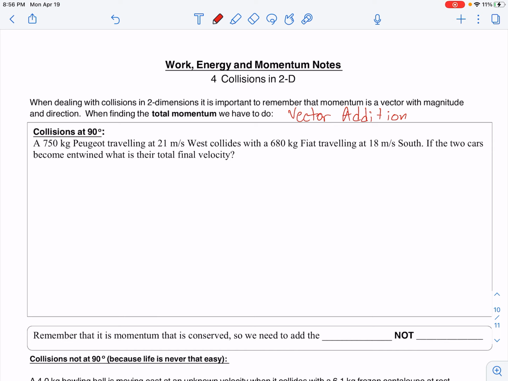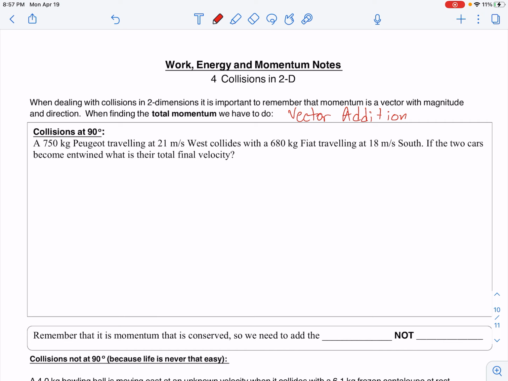All right. So, little example here. We're going to start by looking at collisions at 90-degree angles. So when two objects are colliding and the angle between them is 90 degrees, right? These are going to be a little bit simple. So we have a 750 kilogram Peugeot, which is a pretty small car, traveling at 21 meters per second west. It collides with a 680 kilogram Fiat, which is an even smaller car, traveling 18 meters per second south. The two cars become entwined. What is their total final velocity as they are traveling together?